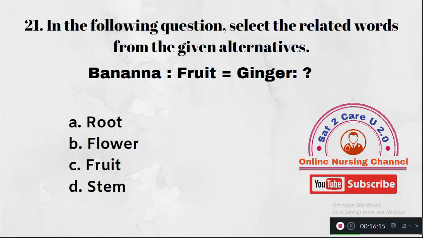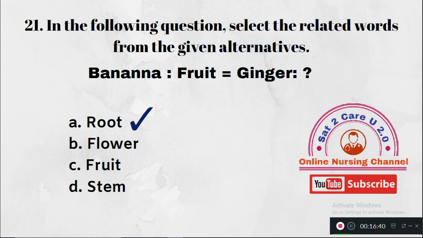Now let's see some of the questions from reasoning. In the following questions, select the related words from the given alternatives. Banana is fruit. Similarly, ginger is what? Option A, root. B, flower. C, fruit. D, stem. So ginger is root.